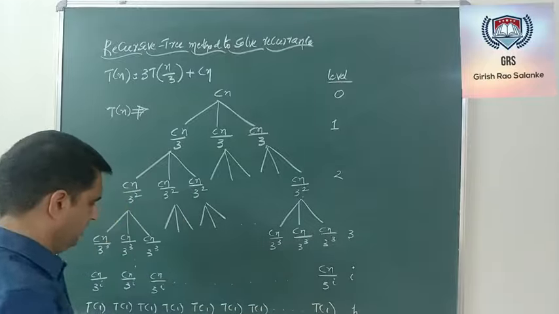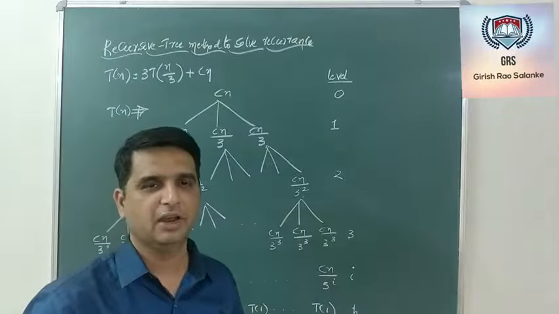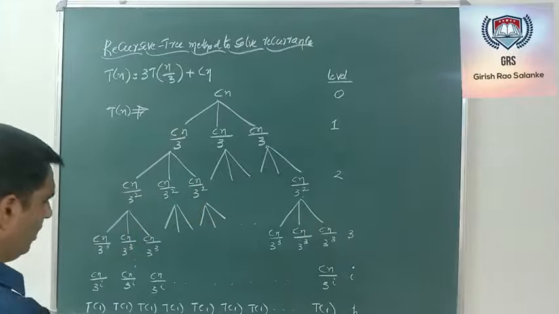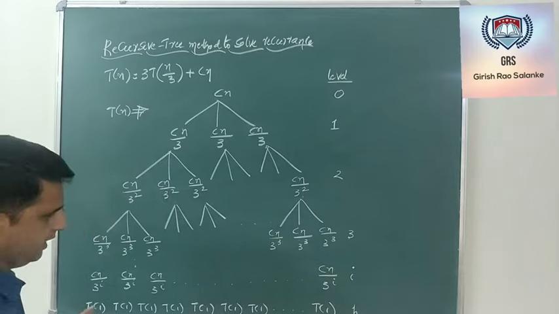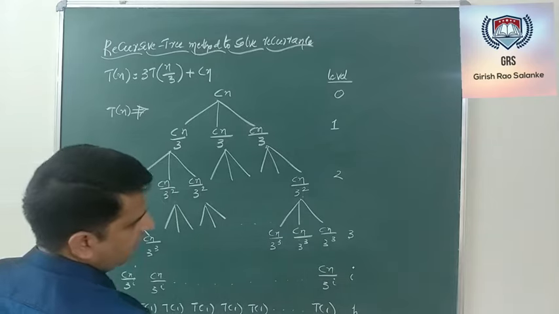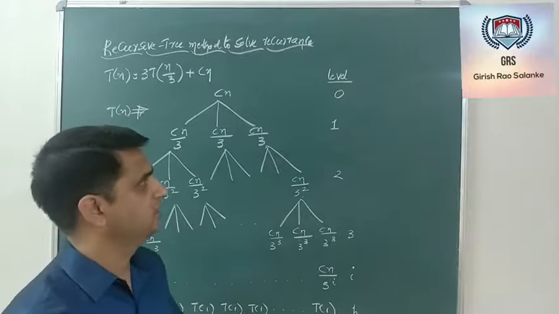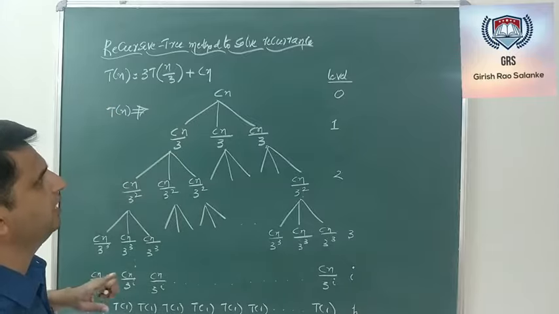So this is my subproblem, which can't be divided further. It will be divided into n subproblems. At level h, I will be having 3 power h nodes. Now this was the representation.